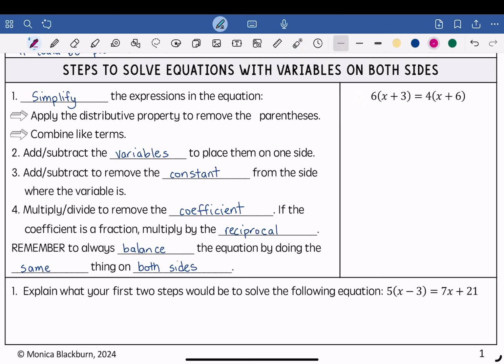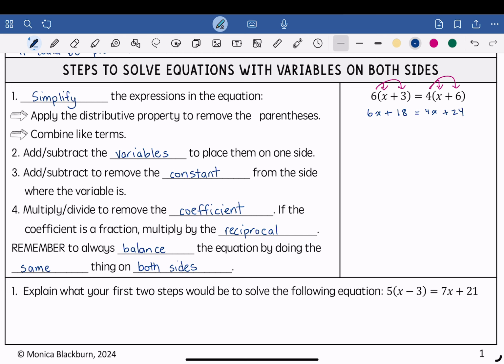Because there are parentheses, we're going to apply the distributive property. I'm going to use the rainbow method. So 6 times x is 6x, plus 6 times 3 is 18, which is equal to 4 times x is 4x, 4 times positive 6 is positive 24.